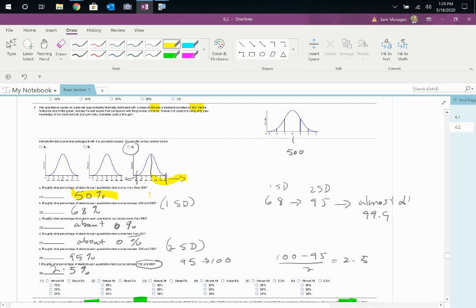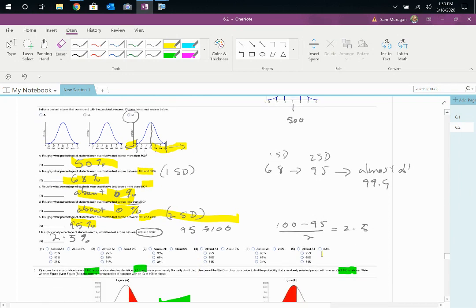Between 400 and 600 is 1 standard deviation, 68%. More than 800 is greater and above all, so it's about 0%. And less than 200 is also in the almost all region, about 0%. Between 300 and 700 is 2 standard deviations, or 95%.